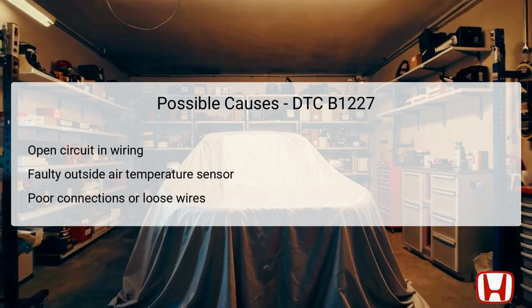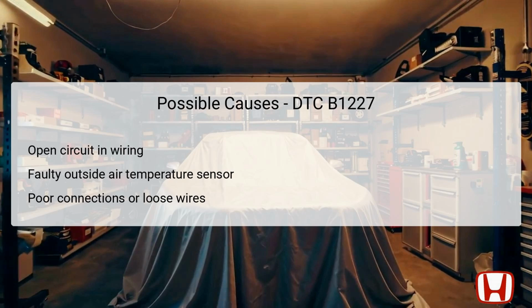The potential causes for the DTC B1227 primarily include an open circuit in the wiring that connects the OAT sensor to the climate control unit. This can stem from physical damage to the wires, exposure to moisture, or heat that deteriorates the conductor material over time. Another likely cause is a faulty outside air temperature sensor itself. If the sensor is defective, it may not provide the necessary readings, thus triggering the error code.